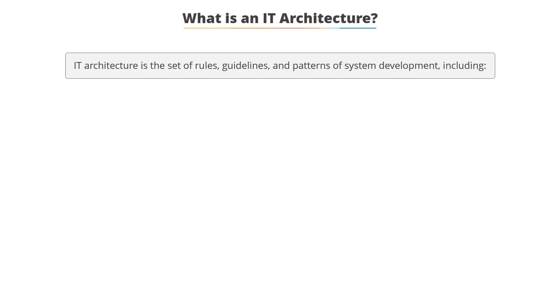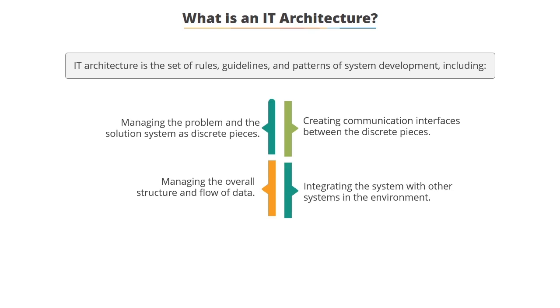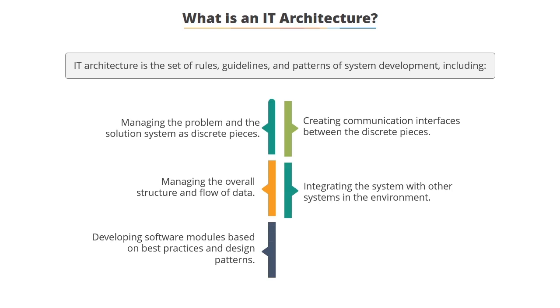So, an IT architecture, what is it? Well, it's rules and guidelines and patterns of system development. So we've got to manage the problem as a series of discrete pieces. We need to define the communication interfaces between the pieces. We need to think about the overall structure and how data flows. We need to integrate the various systems and subsystems in the environment together. We need to develop software modules on the best possible design practices and design patterns. We need to control the delivery of software into the system environment effectively, efficiently and reliably.